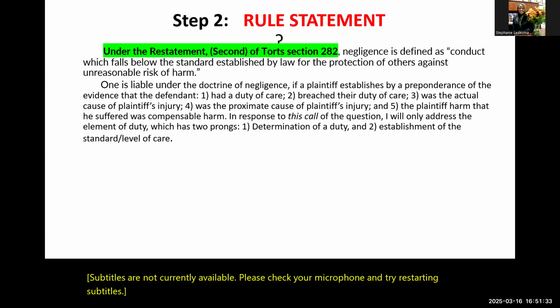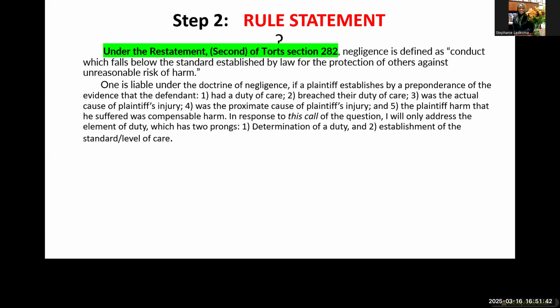One is liable under the doctrine of negligence if a plaintiff establishes by a preponderance of the evidence that the defendant, 1, had a duty of care, 2, breached their duty of care, 3, was the actual cause of plaintiff's injury, 4, was the proximate cause of plaintiff's injury, and 5, the plaintiff's harm that he suffered was compensable.